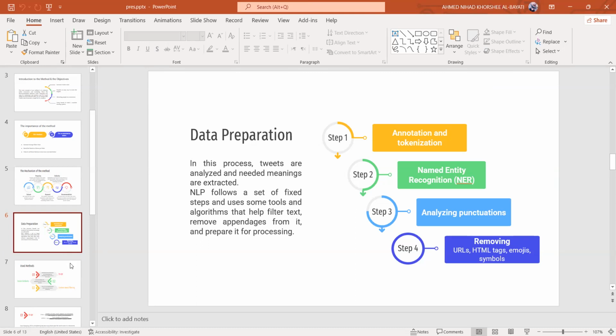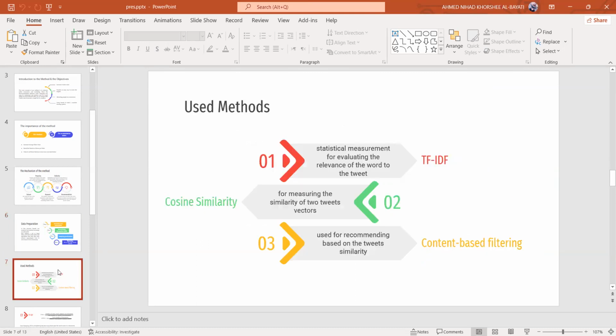The algorithms or methods that we used in our system were, first, TF-IDF. We use TF-IDF as a statistical measurement for evaluating the relevance of a word to the tweet. After that, we used cosine similarity for measuring the similarity of two tweet vectors. And then after that, we used content-based filtering as a recommendation approach, which is used for recommending the tweet after calculating the similarity.